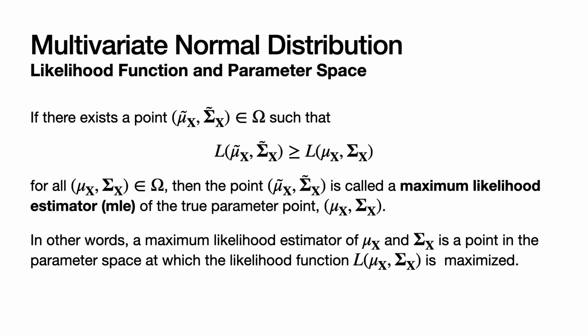If there is a point in the parameter space such that the likelihood function at that point is greater than or equal to the value it takes on at every other point in the parameter space, then that point at which it attains its maximum is called a maximum likelihood estimator of the true parameter point.